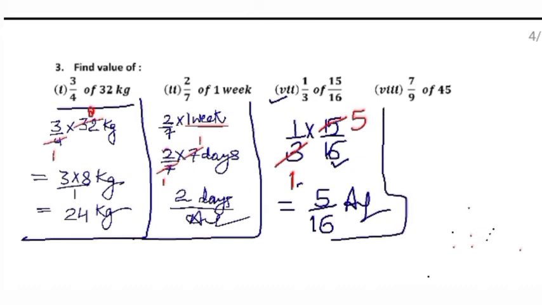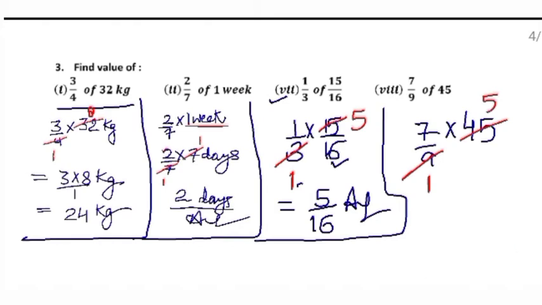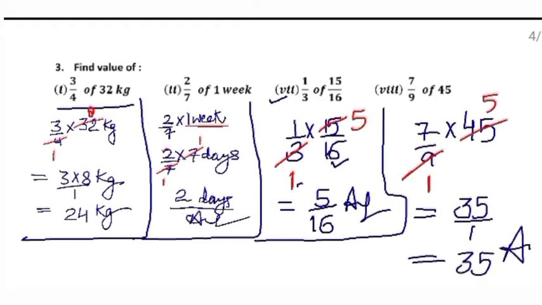Now let's do the next part. This part, 7 upon 9 of 45. This 9 and this 45 both are divisible by 9. 9 ones are 9. 9 fives are 45. Now multiply the numerator. 7 fives are 35 and denominator is 1. So we can say that our answer is 35.